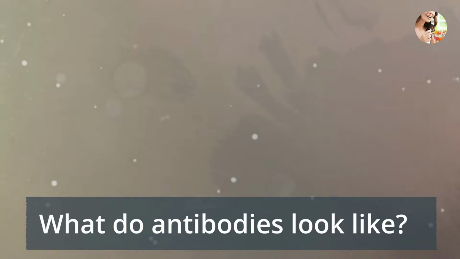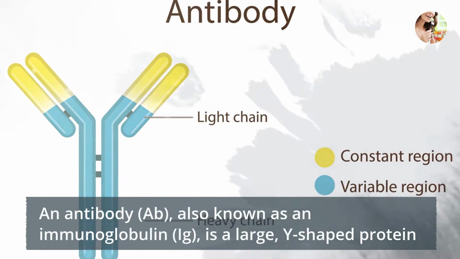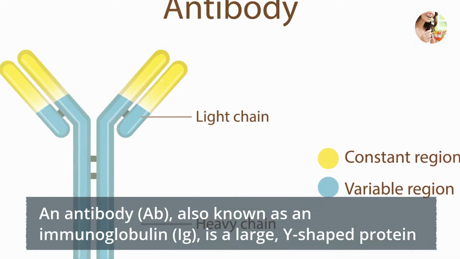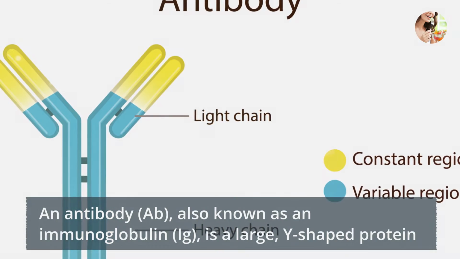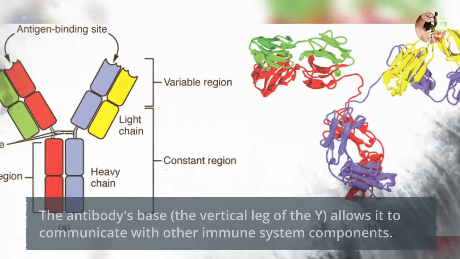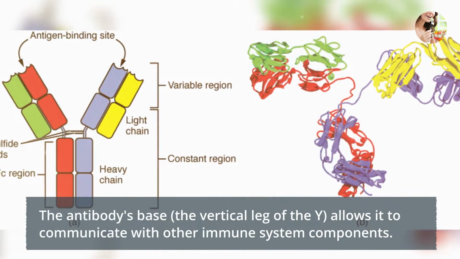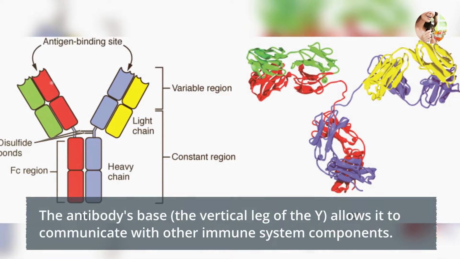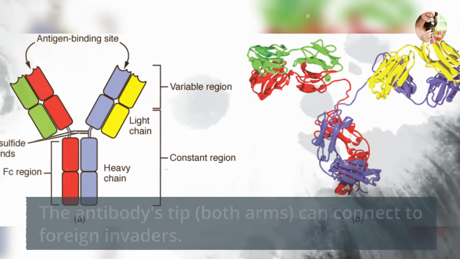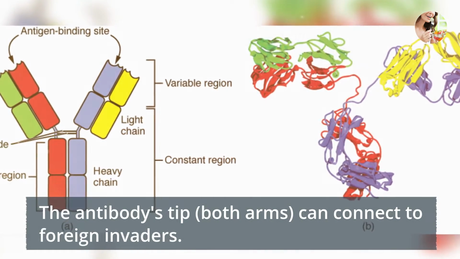What do antibodies look like? An antibody, also known as an immunoglobulin, Ig, is a large, Y-shaped protein. The antibody's base, the vertical leg of the Y, allows it to communicate with other immune system components. The antibody's tip, both arms, can connect to foreign invaders.